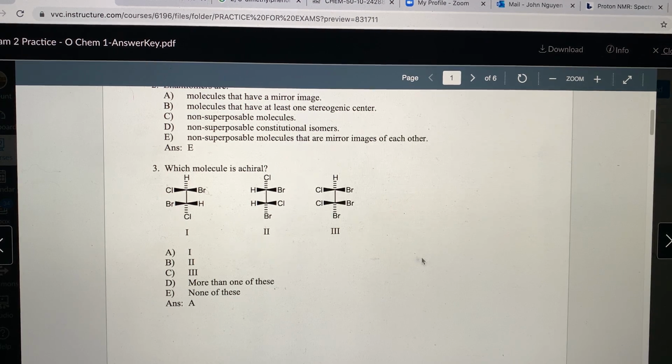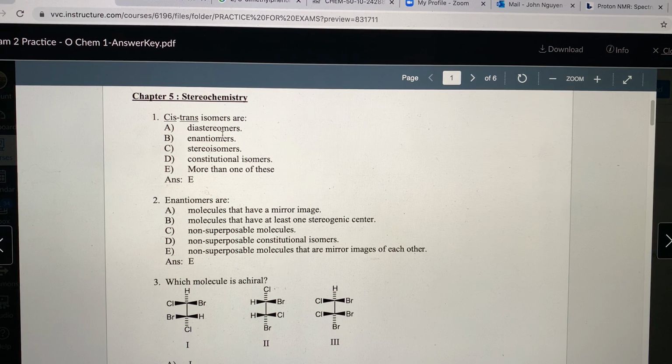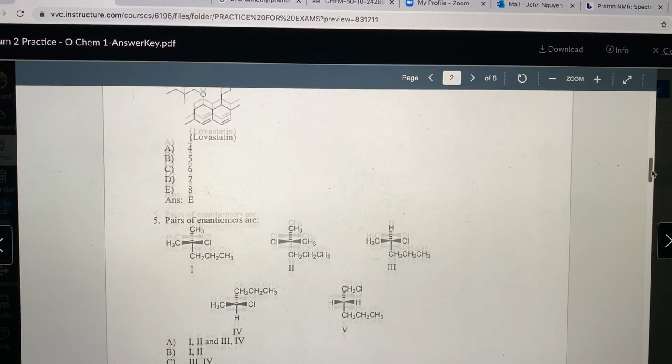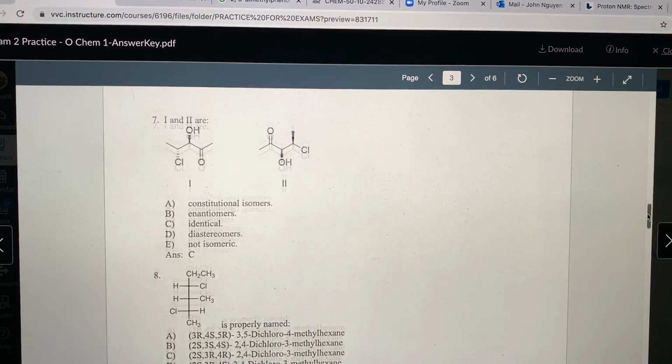Okay, so with this example, we pretty much learn everything, how to recognize the chiral molecules. And back to the first one here, cis and trans isomers are cis and trans, so they're not mirror images because one is cis and one is trans. And later on, we'll have an example like that. I think I'm going to scroll all the way down when I see an example like that.